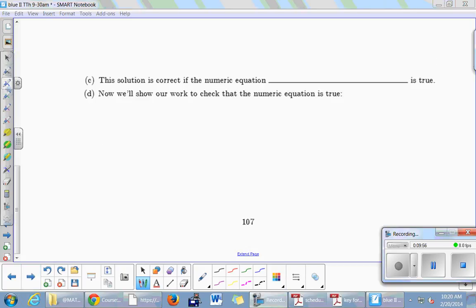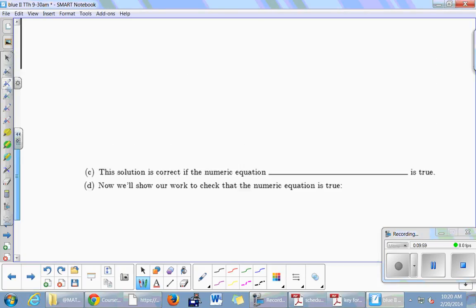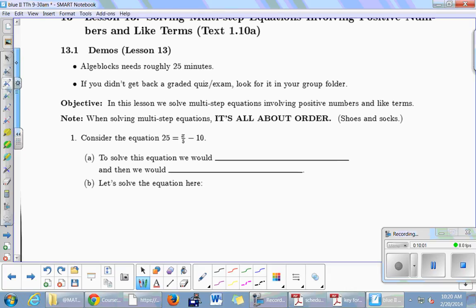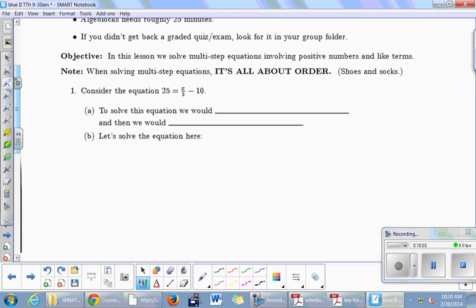107. All right, so we're going to start here with this next lesson. We're just going to do half of it in the time that we have remaining. Again, the stuff from today is not on the test coming up. Okay, the objective for this lesson is to solve multi-step equations involving positive numbers and like terms.